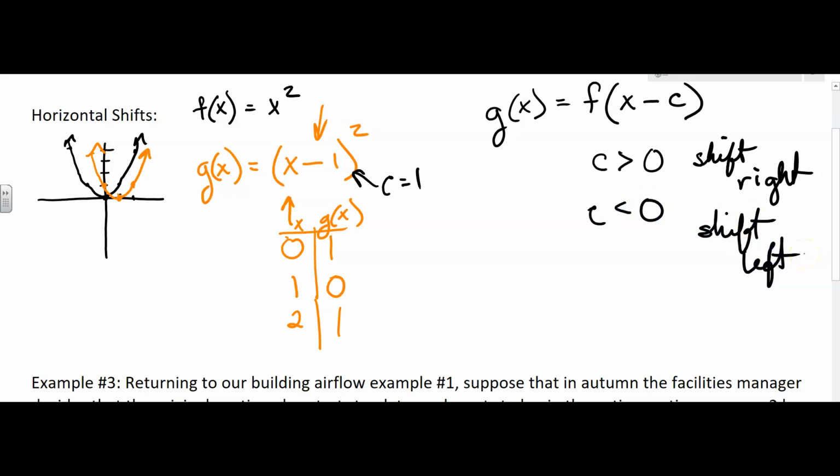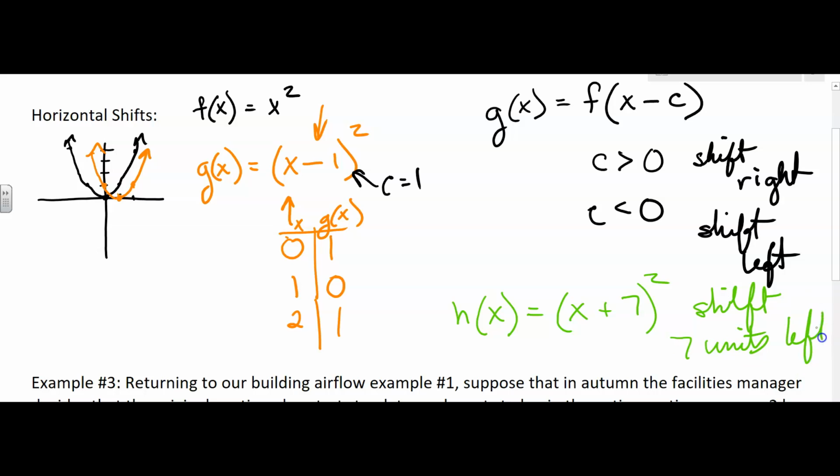Now that's often confusing to students. So if you have a new function here, let's say h of x is x plus 7 squared. It'll be the quadratic function, but it's going to shift 7 units to the left, because you have to think of it as x minus a negative 7. And so c in this case is negative 7, and that's why it's shifting to the left. Sometimes that's confusing for people, so you can rewind it, and there's examples in the book too.